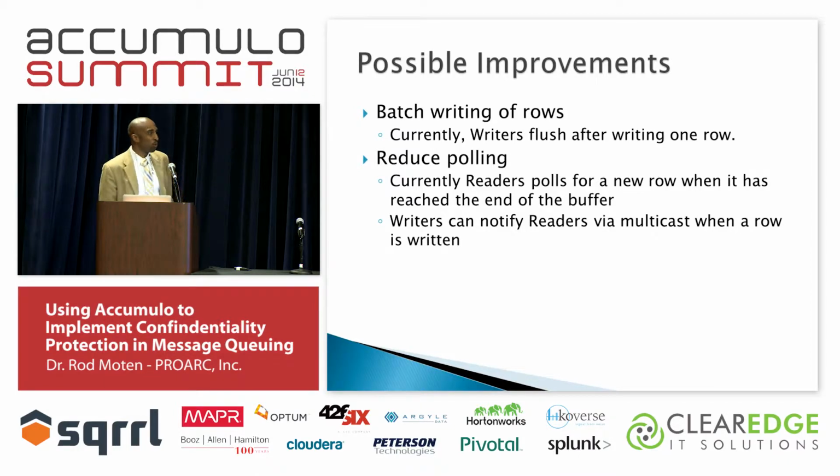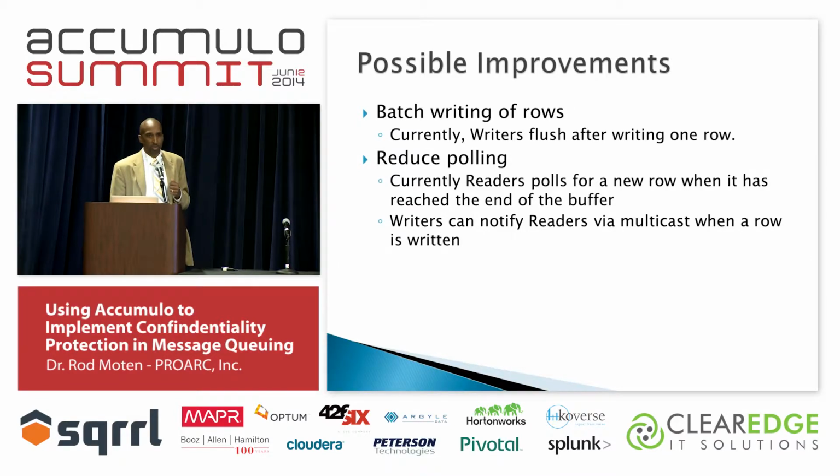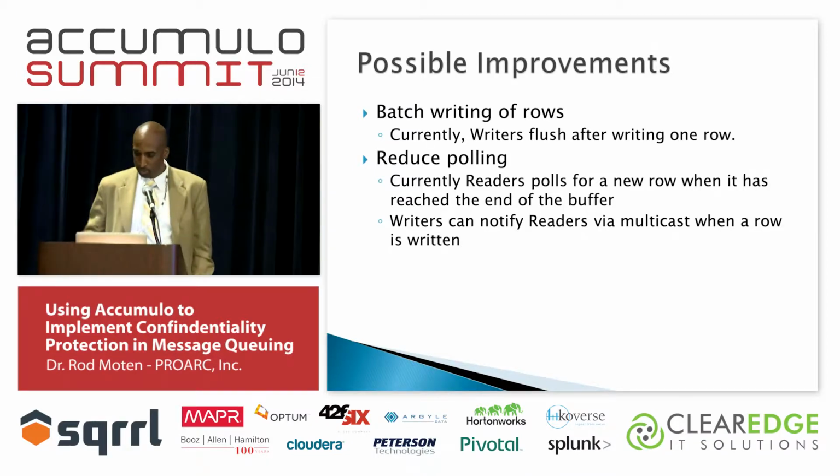And there's a lot of polling for the readers. If the reader has read everything in the buffer, it's polling to see what's next. That definitely needs some improvement, and if we wanted to, we could probably just use a multicast where the reader just sits and waits for a one byte message from the producer saying there's something in the buffer, and then it can go get it, and we can eliminate the polling.